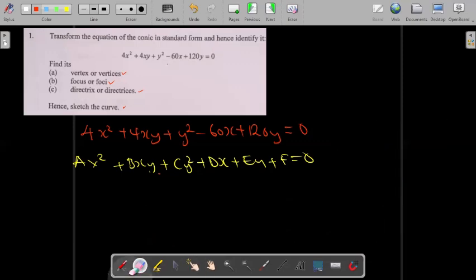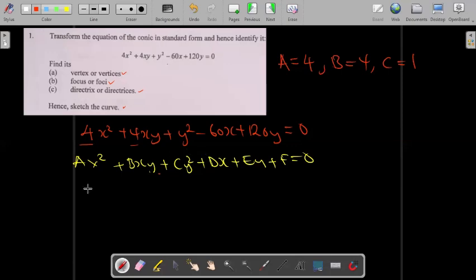Okay, so the equation now, I must identify what kind of equation I'm working with here. What is important is for me to have my A, my B, and my C. My A from here is 4. You can see that. My B is also 4. And my C here is 1. So my C is equal to 1.